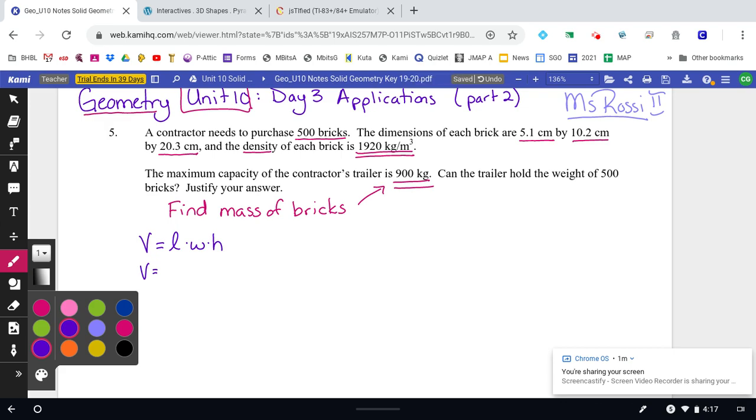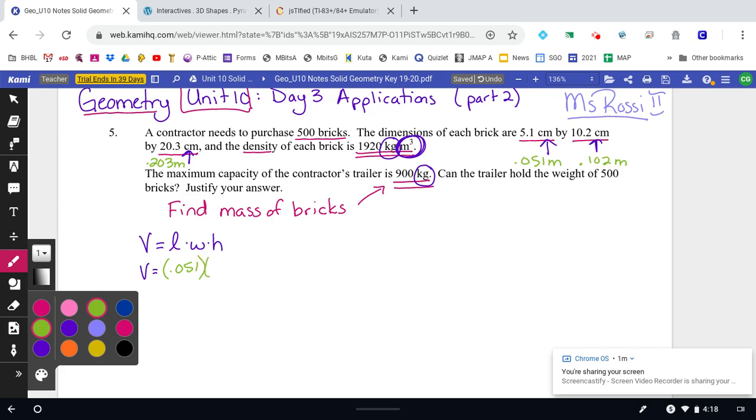Now I do want to be very careful before I start plugging these numbers in, because I'm noticing that I have kilograms, but this right here is meters cubed, and these are all in centimeters. So I need to make sure that I convert all of these to meters first. If I convert the centimeters to meters, this is 0.051 meters, 0.102 meters, 0.203 meters.